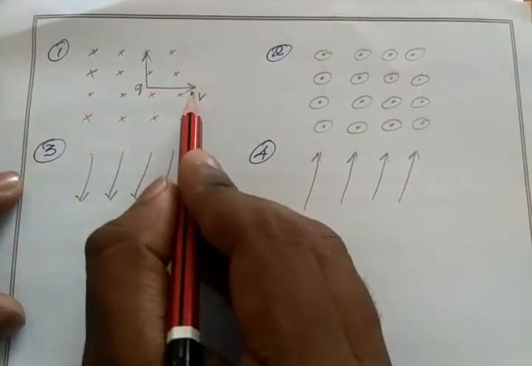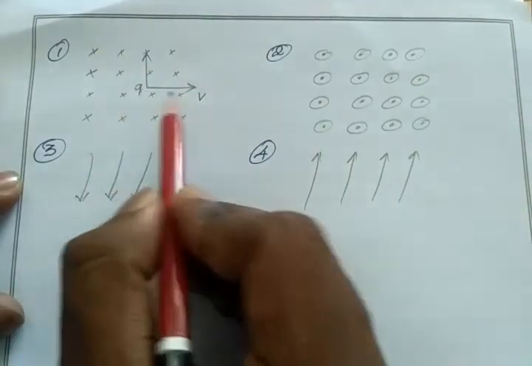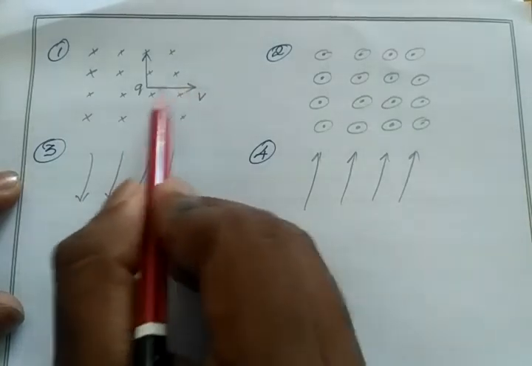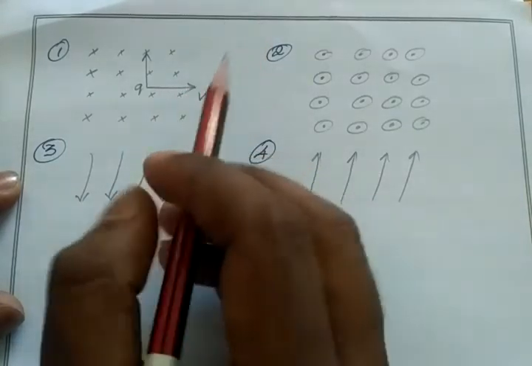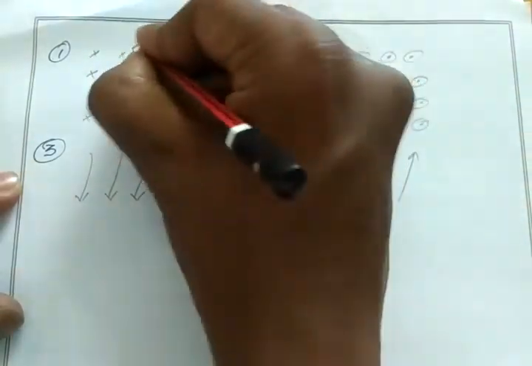So my thumb shows the direction of magnetic force. Okay, middle finger is in the direction of motion of charge. So you will get this answer. So this is the direction of magnetic force.